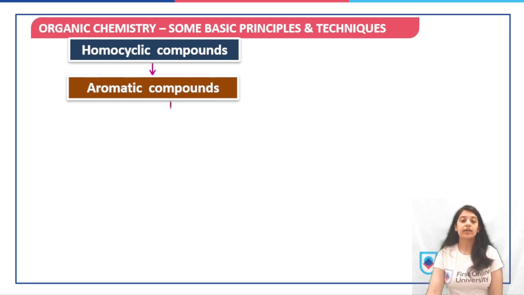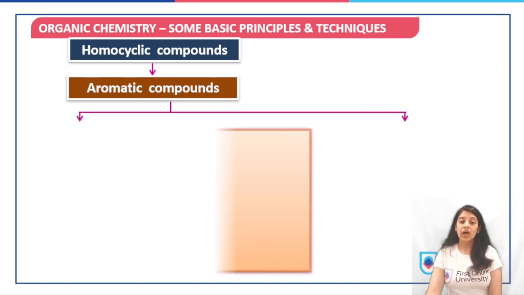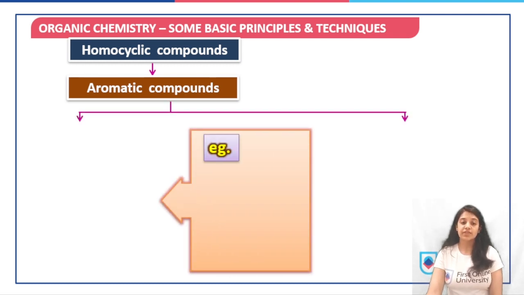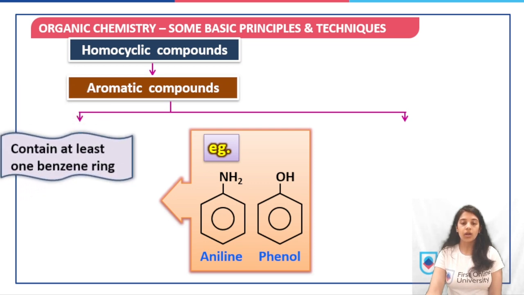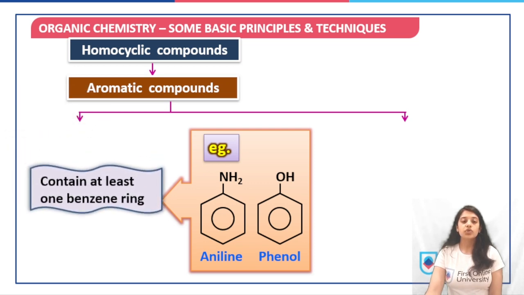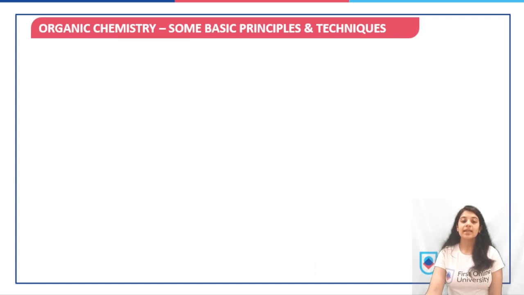The first one is aromatic compounds, and these aromatic compounds can be further classified. For example, we have this as aniline. Benzene with an NH2 is aniline. Benzene with an OH is phenol. So we have aromatic compounds that contain at least one benzene ring, which are benzenoid compounds.